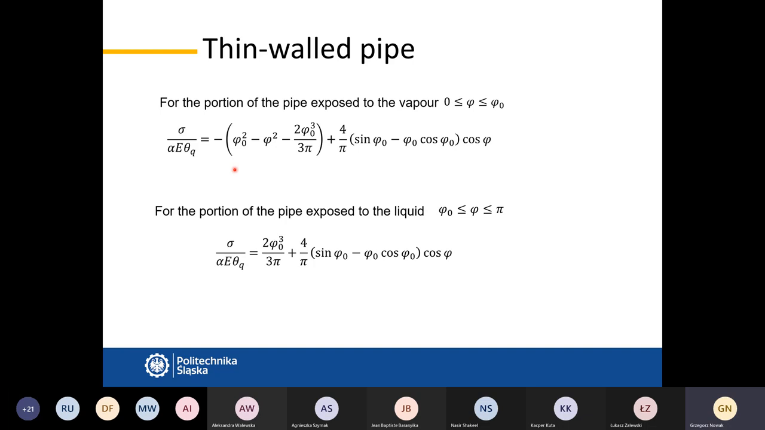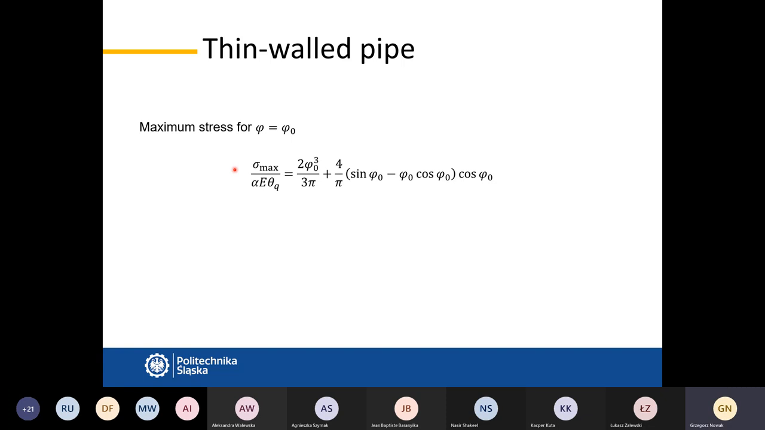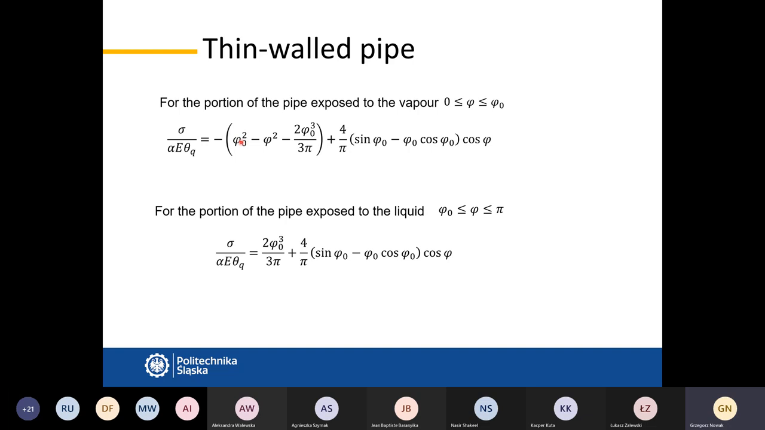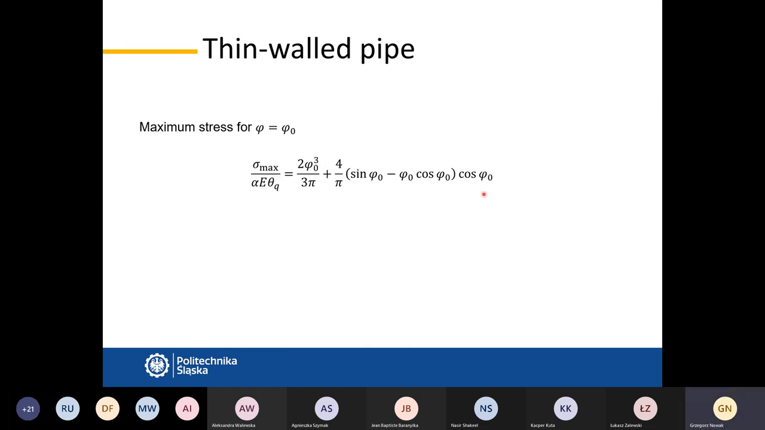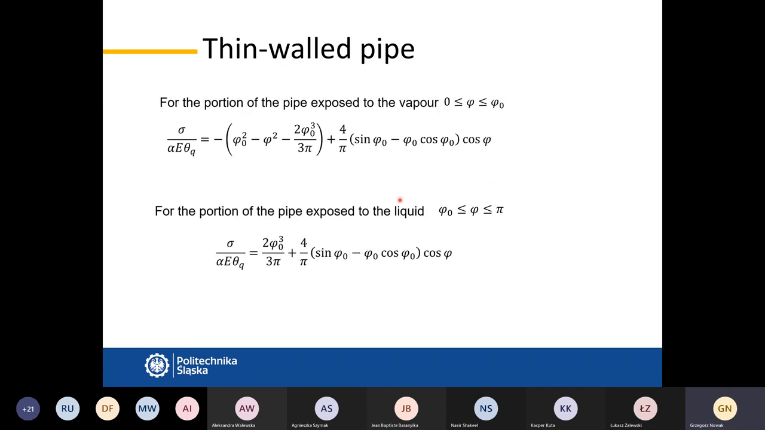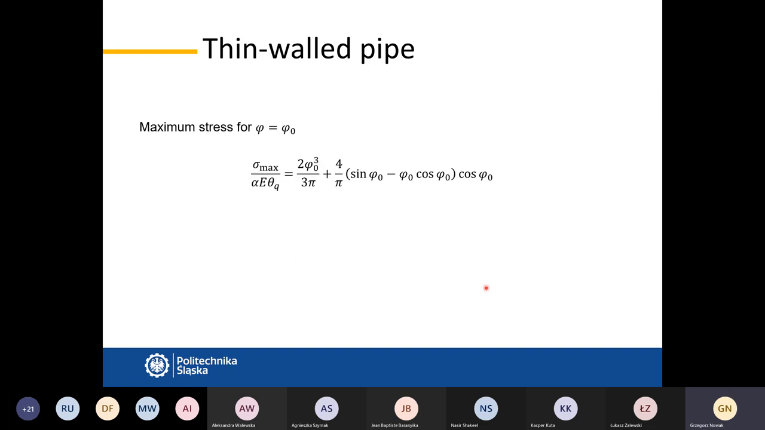The maximum stress will be for the connection between, let's say, the vapor and liquid part. You can find the maximum stress, and this is if phi equals phi zero, so they will cancel out, and we'll have the maximum stress. And this is, of course, the stress observed here for phi equal phi zero. This is the magnitude of maximum stress. So the relative stress, if we multiply the right-hand side result, a dimensionless coefficient, with alpha E delta T, we'll obtain actual stress.